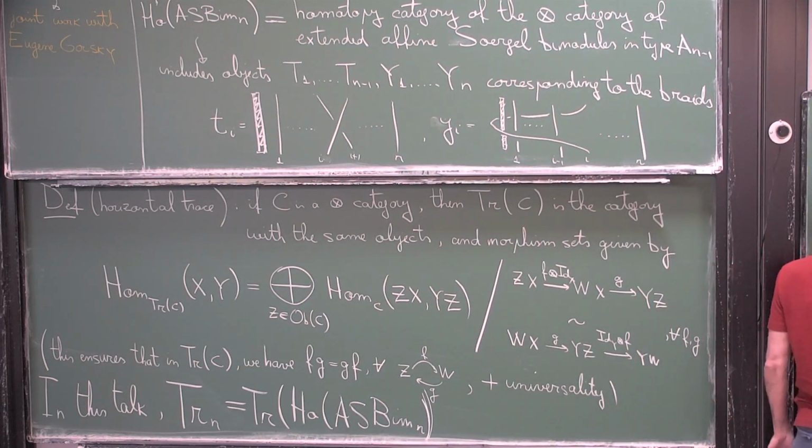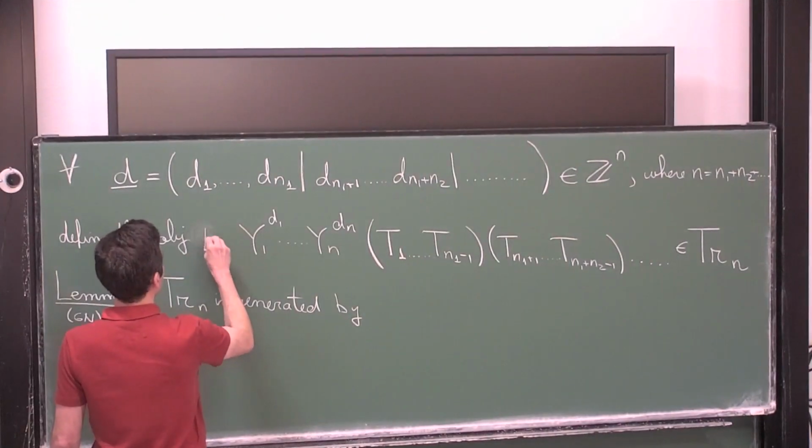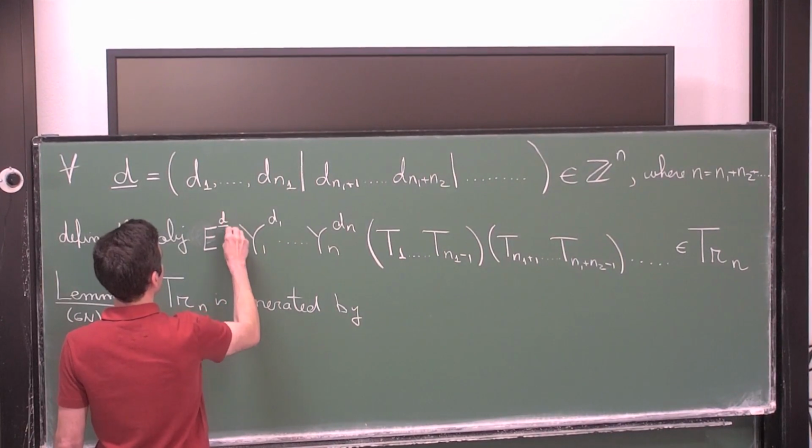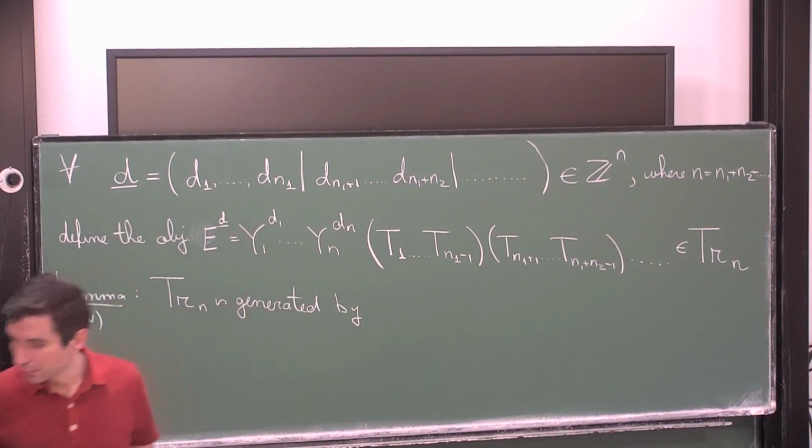So N is generated by, let me actually give a name to this thing. It's always E_D. And it deserves a box.